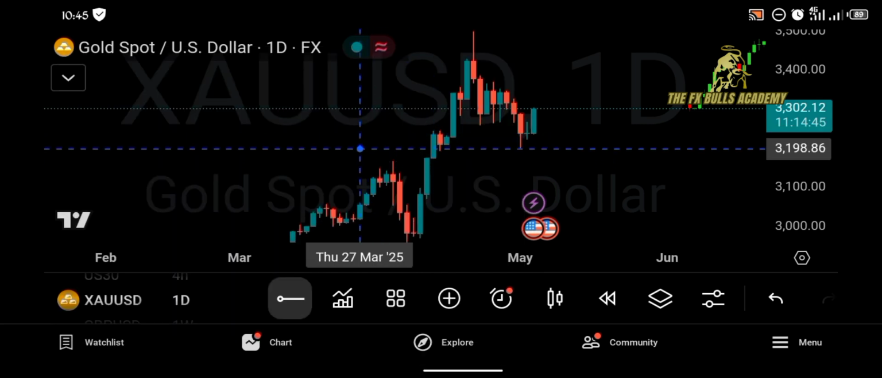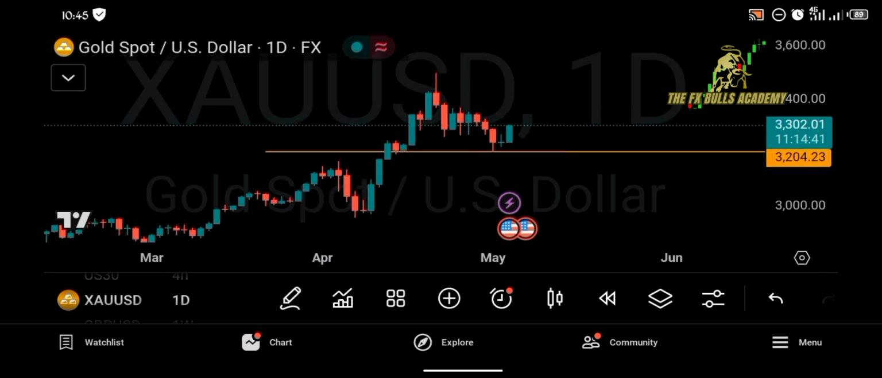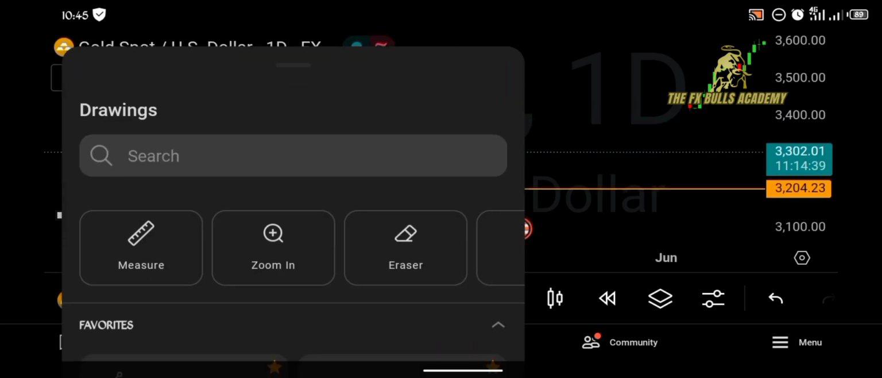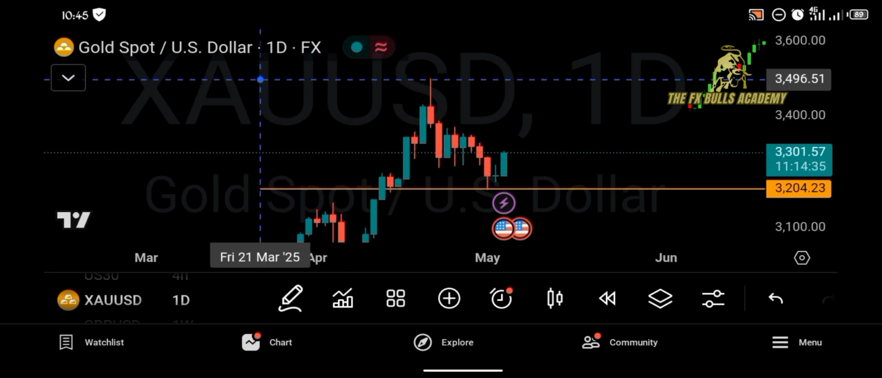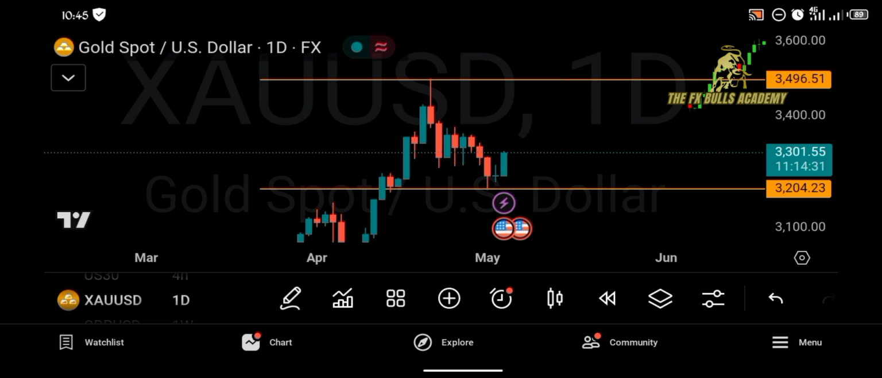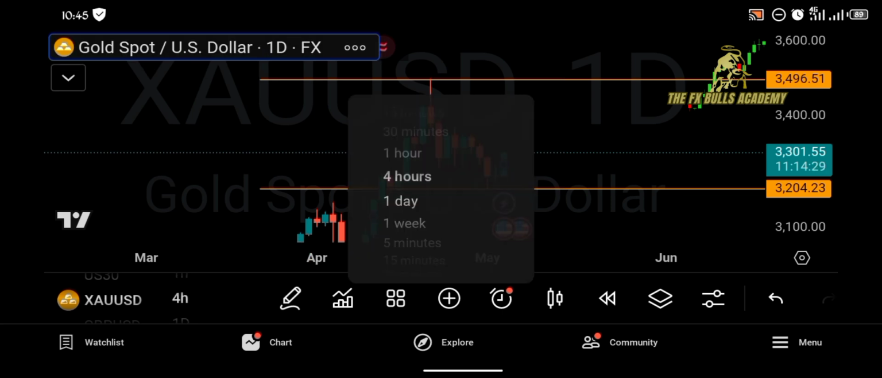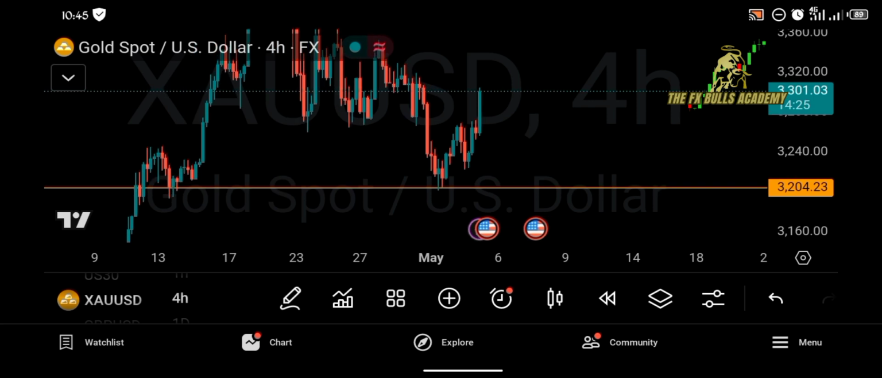So now for XAUSD, this has been support, price has tested, and this is the resistance for the daily time frame. Price didn't push above that side, so that's the resistance for the daily time frame. So now let's go to the 4 hours time frame.